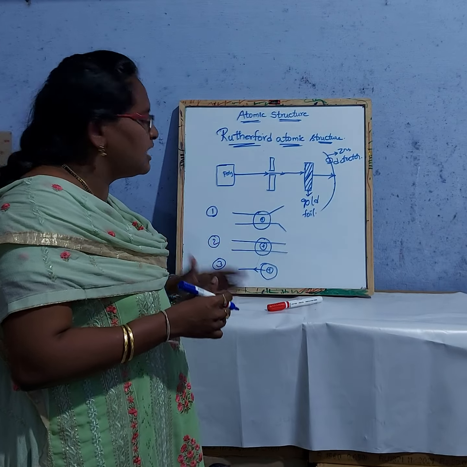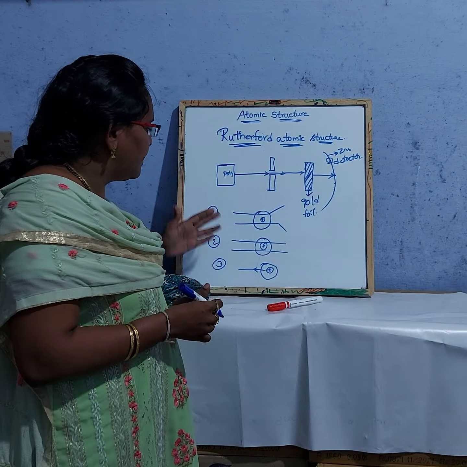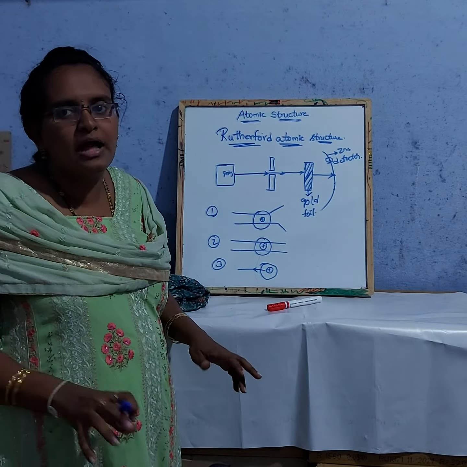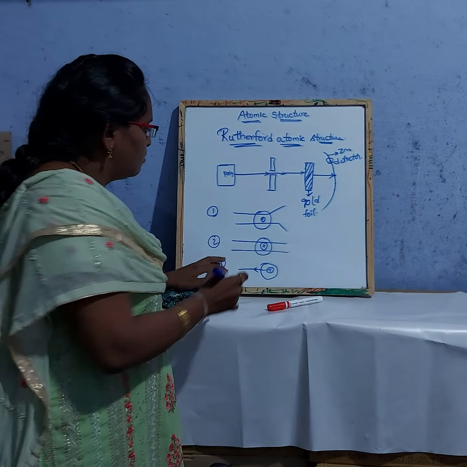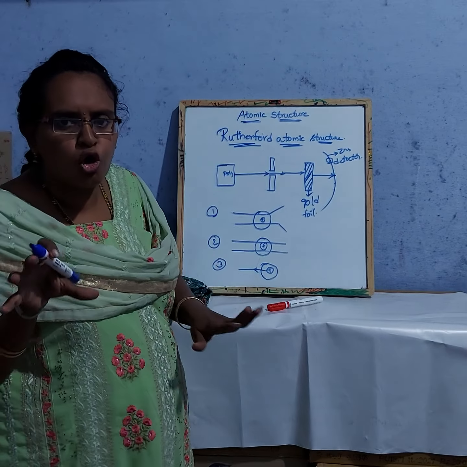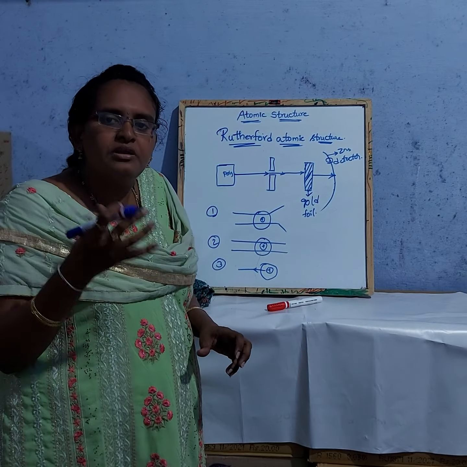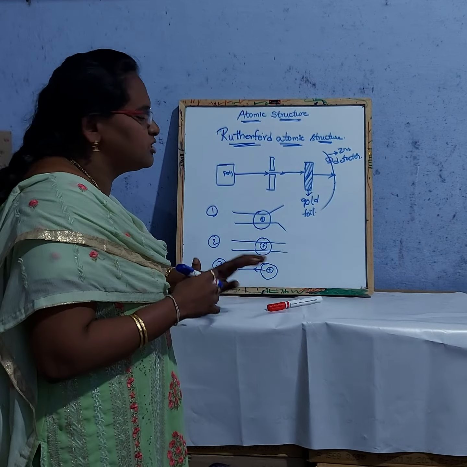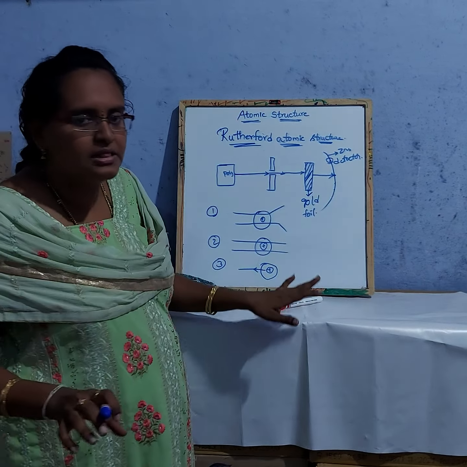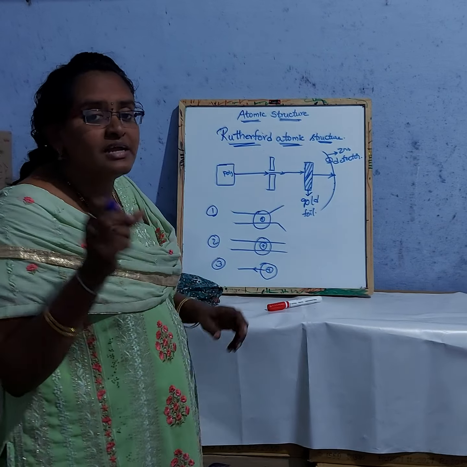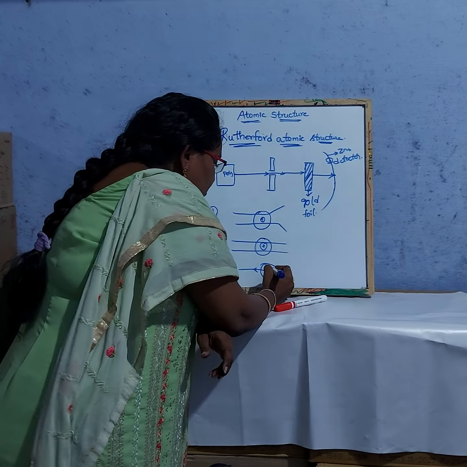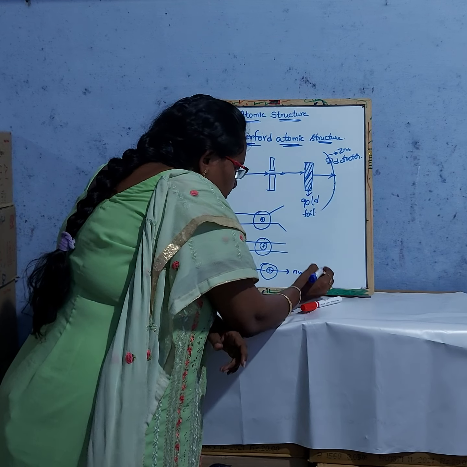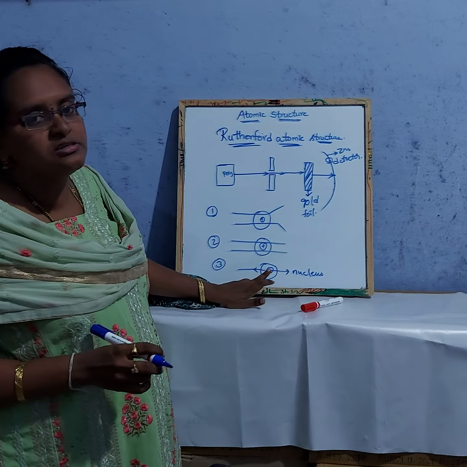By making these three observations, he concluded that positive charge is not present all over the atom. If positive charge were present all over the atom, then every ray would be reflected back. So he stated that positive charge is not present everywhere in the atom. It is present at the center of the atom, which is called the nucleus. This positive charge is called the nucleus.